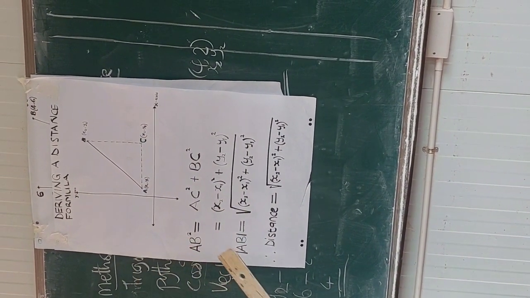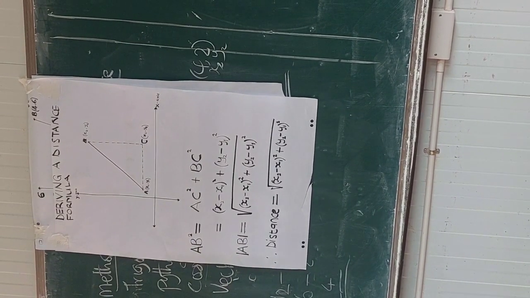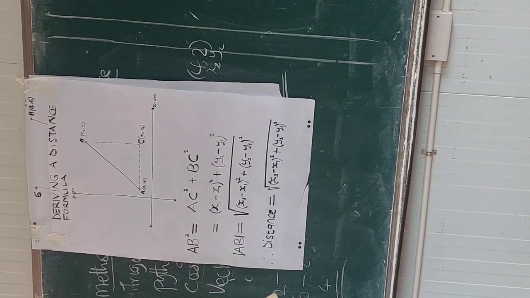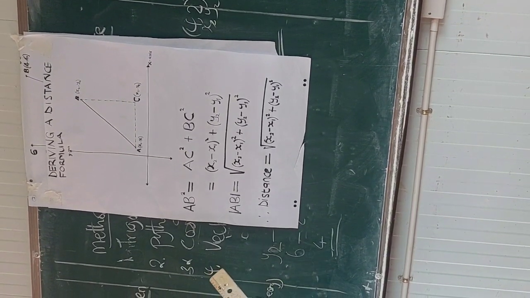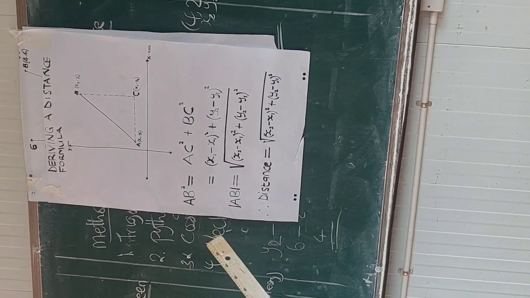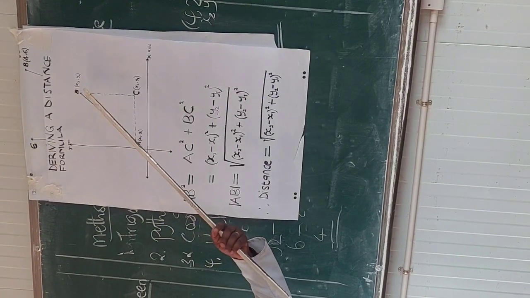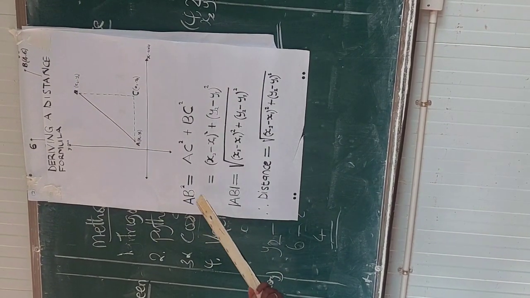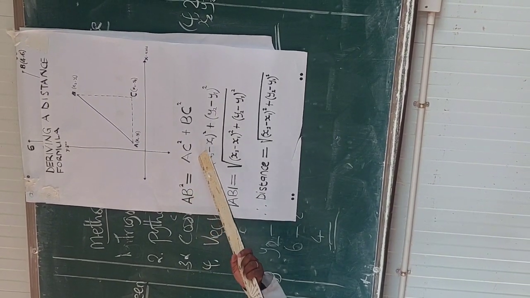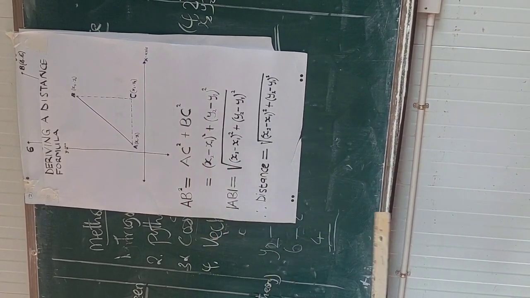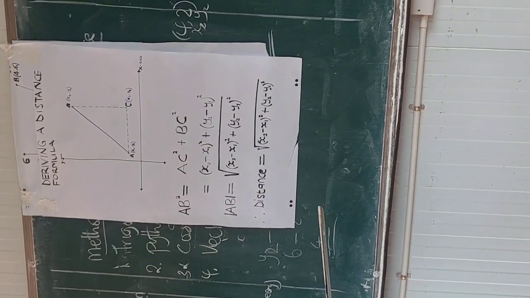Yes. Now we are going to make a formula using Pythagoras theorem. So using Pythagoras theorem, for us to get the distance AB, we are going to use the formula just like what we have done here. AB squared equals AC squared plus BC squared. Do you see that one?